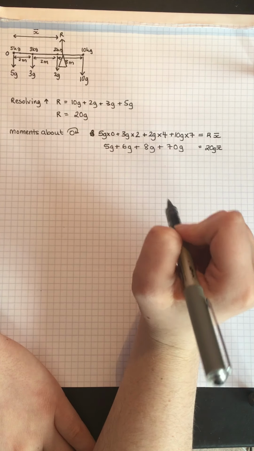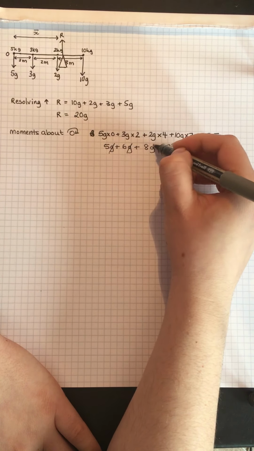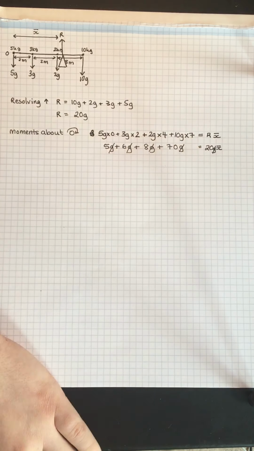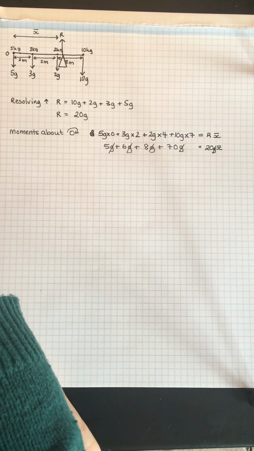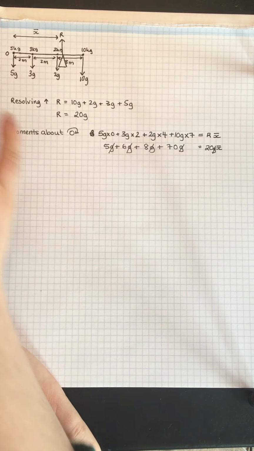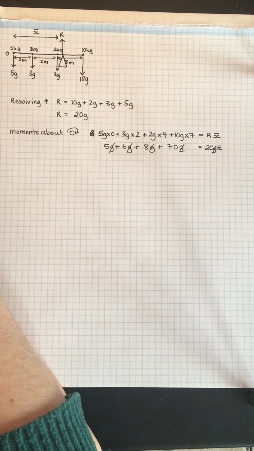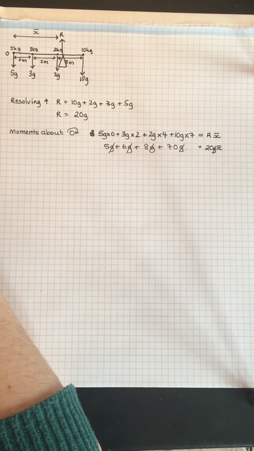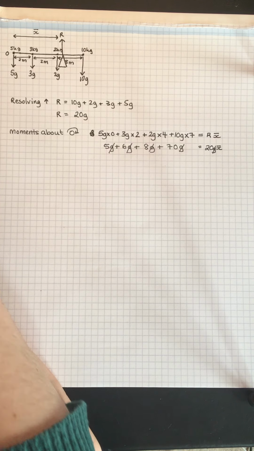Now we might already notice that g in fact cancels from everything, so that makes things a bit easier. So our total here is 5 plus 6 plus 8 plus 70.